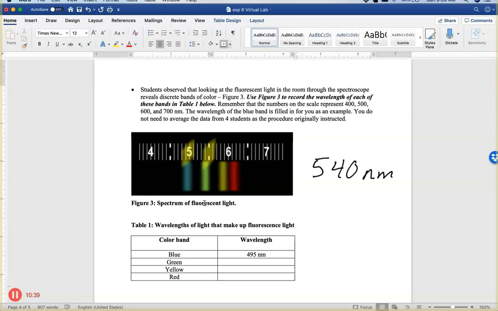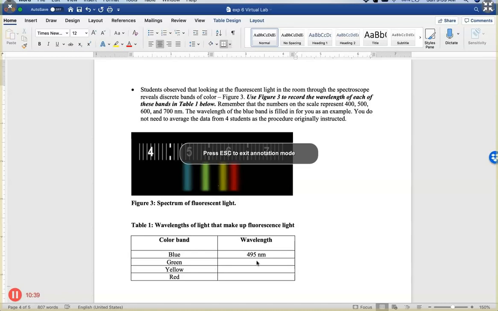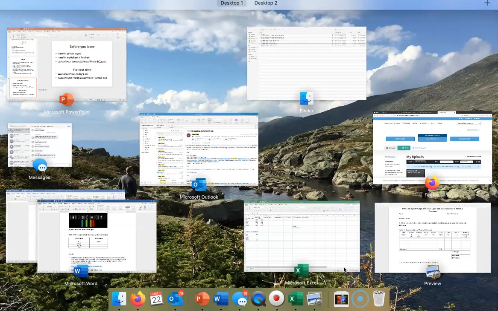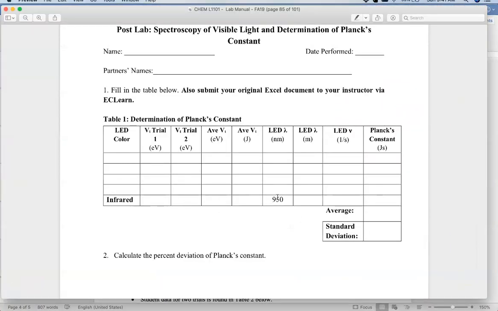Some people might see things differently. That's totally fine. That's the reason why we're using several different pieces of data to help average out any of those human errors. So that will be up to you. You'll need to fill in the wavelengths for green, yellow, and red. You'll also notice, if we go back here, I've also given you the wavelength for infrared light.